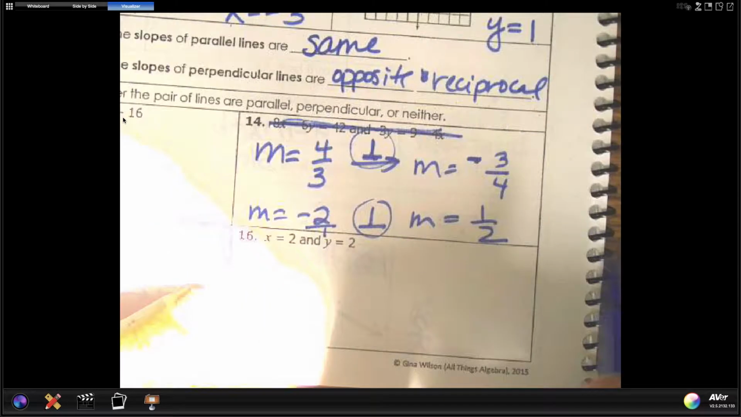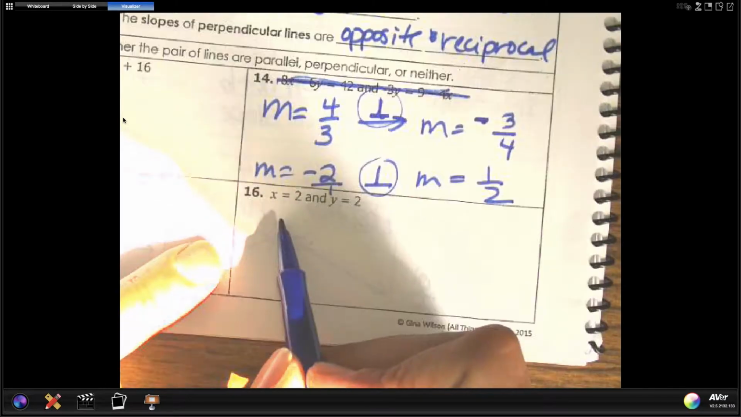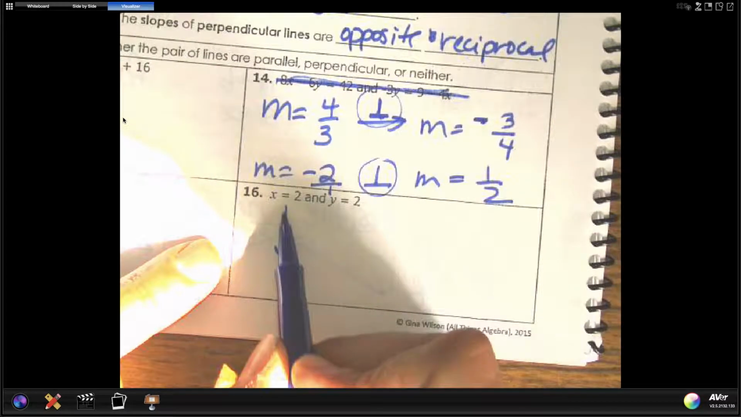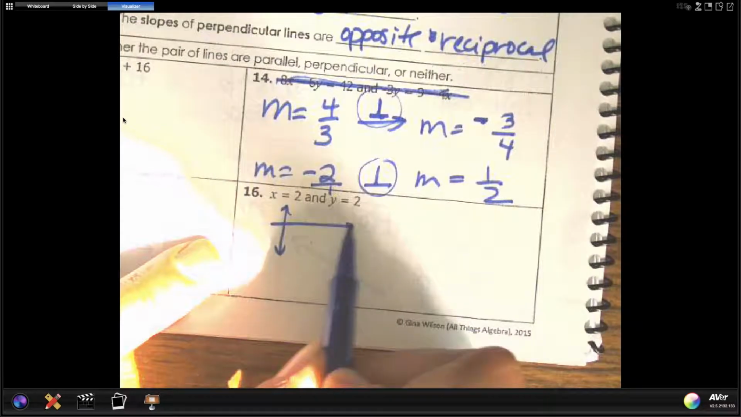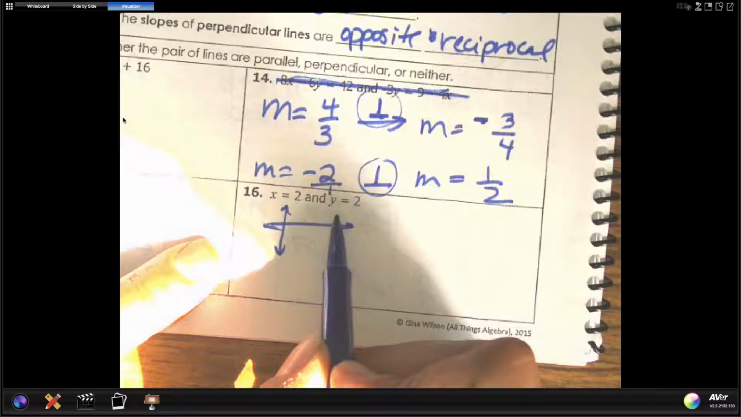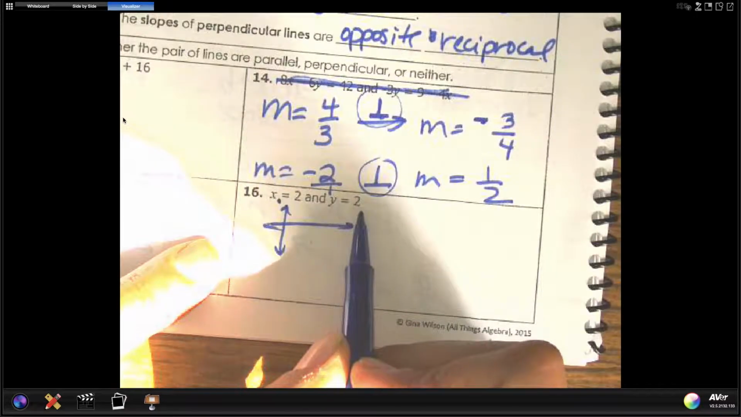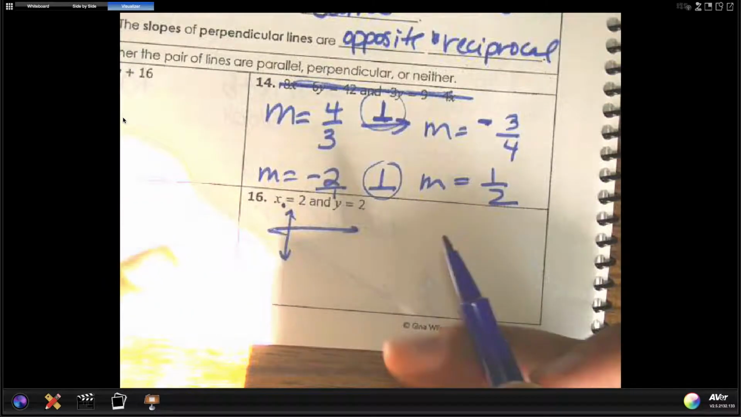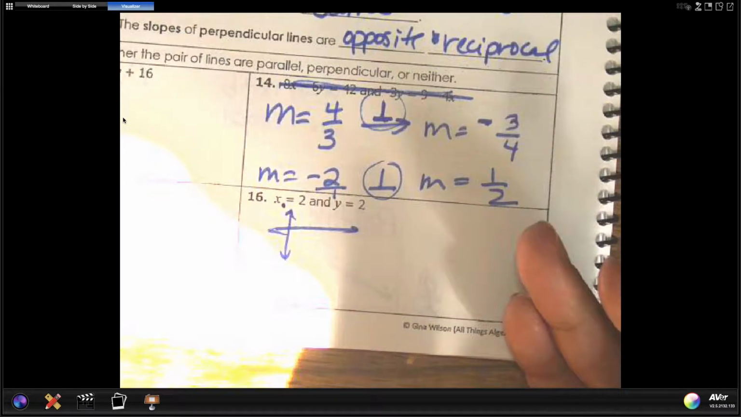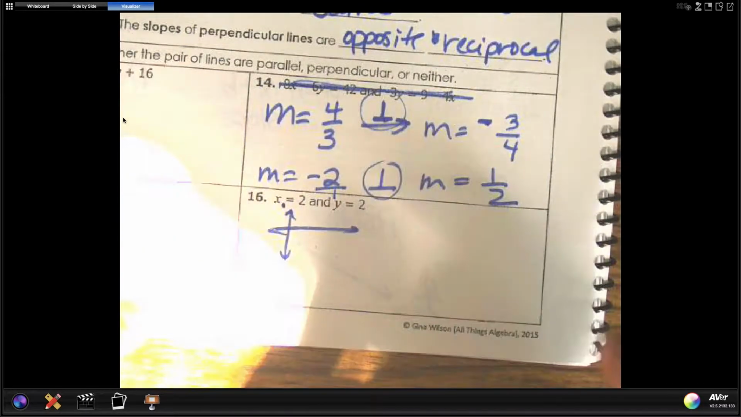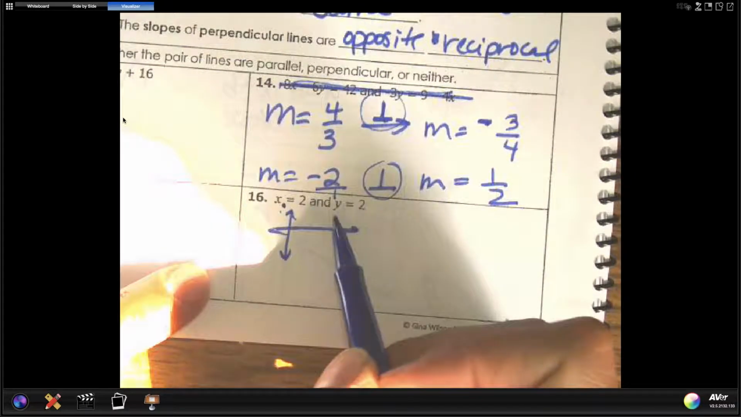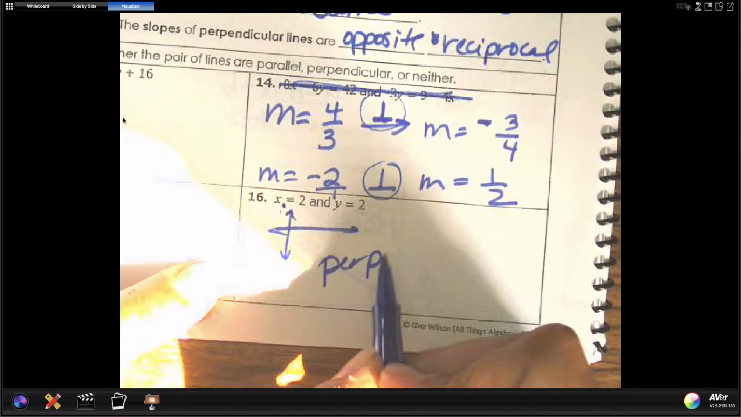Okay? Now, when you have x equals 2, that's a vertical line. y equals 2 is horizontal. These will be perpendicular. This slope is undefined. This slope is 0. Well, opposite of 0 can't be -0. So if you have a horizontal and a vertical line, these are perpendicular.